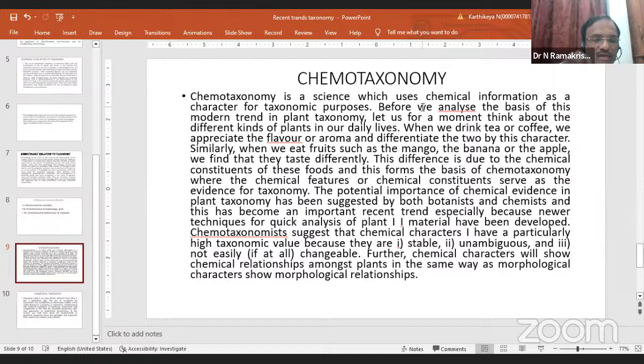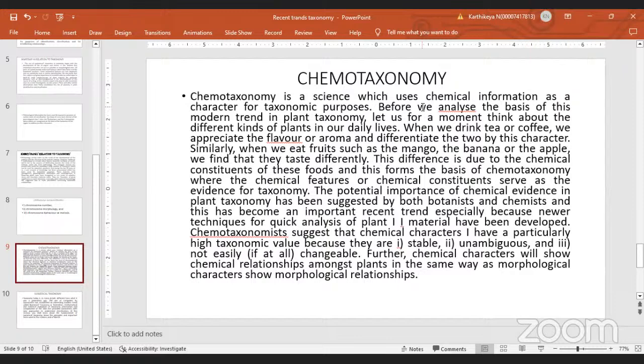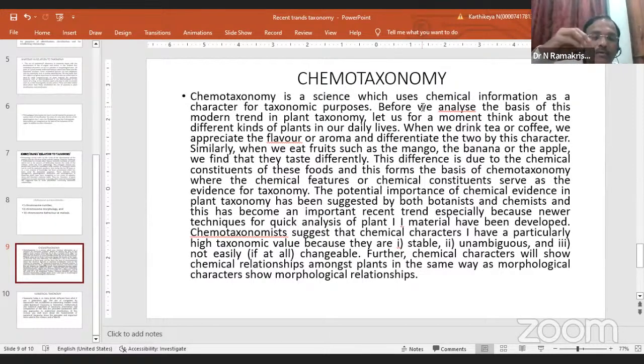The inflorescence. What is the meaning of inflorescence? The arrangement of flowers. Arrangement of flowers, you see some are terminal. Some are axillary. Terminal means at the tip. Axillary means here. That is often axillary.